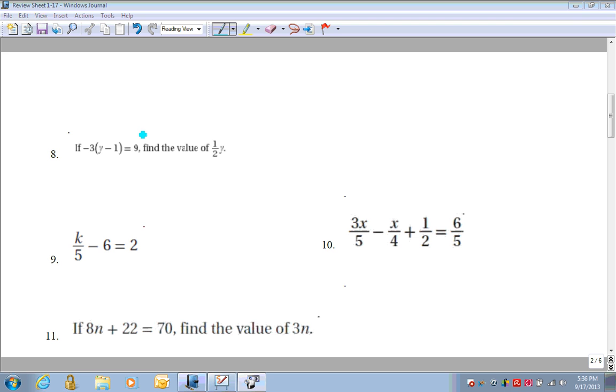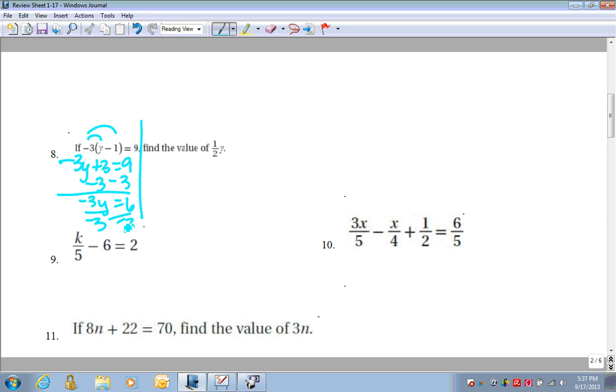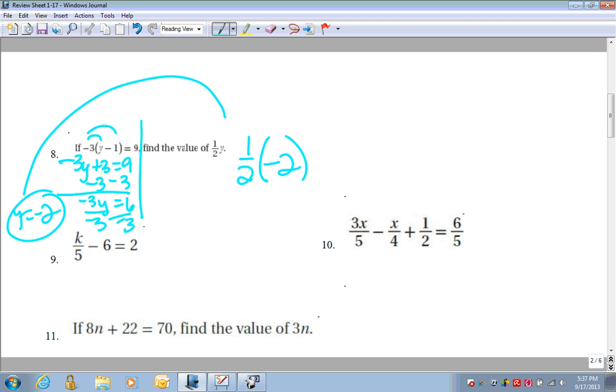Number 8, this problem has 2 parts. In the first part, I'm going to distribute my negative 3. That gives me negative 3y plus 3 equals 9. Moving the 3 to the right, negative 3y is 6, and dividing by negative 3, I get y is negative 2. If you're not careful, you'll stop there. You have to take the negative 2 and do 1/2 of negative 2, which is negative 1. Final answer is negative 1.